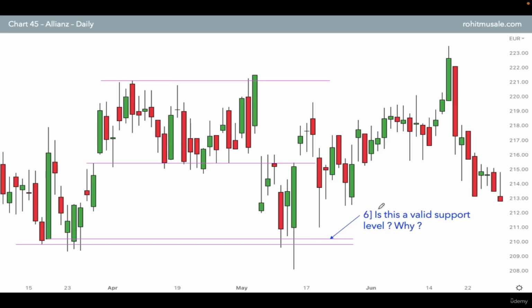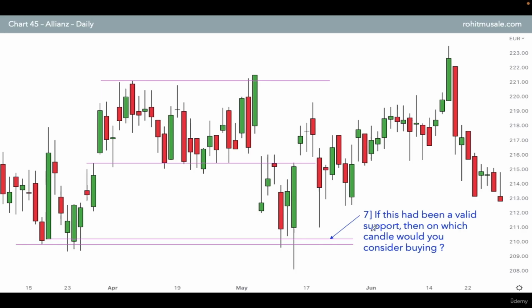Number 6, is this a valid support and why? So I have drawn this second line at the low of this candle. That's not a valid support because of this upper shadow. Now this candle, because of this upper shadow, does not satisfy our criteria of a long white or green real body. That is the reason why I wouldn't consider that as a support line.